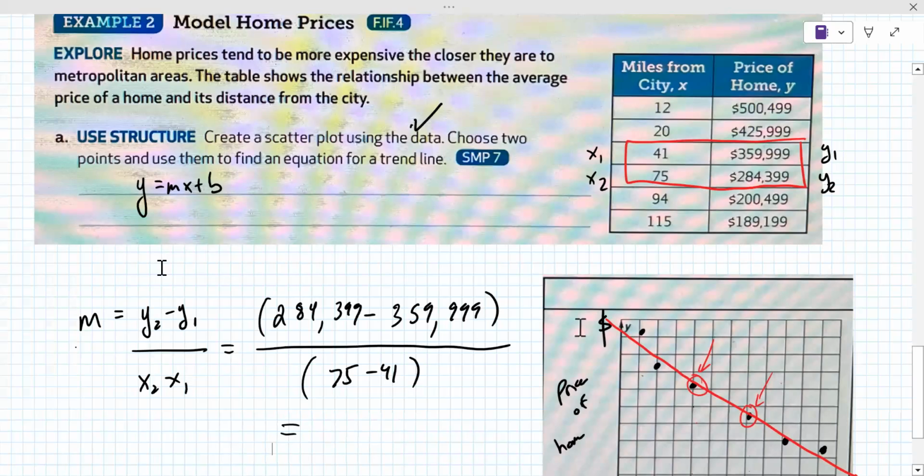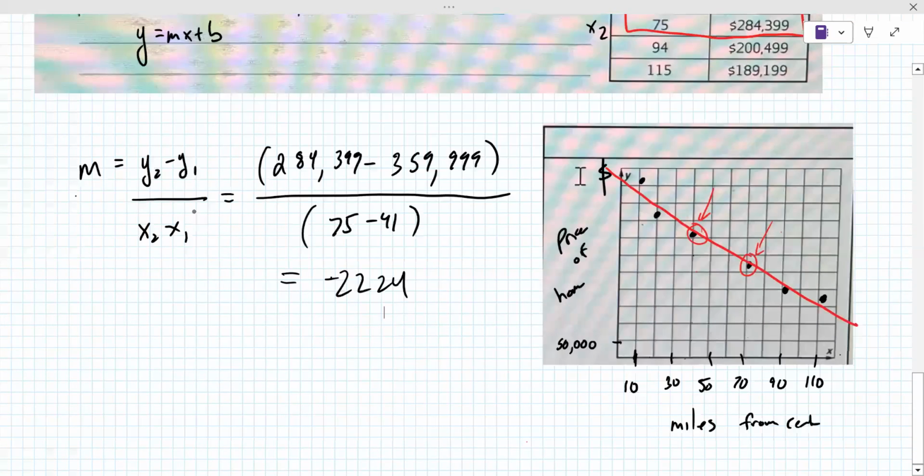Negative 2,223.24 would be a little better, but that'd be acceptable. Okay. Now that's just m. That's a start. So we've got minus 2,224 x plus b.